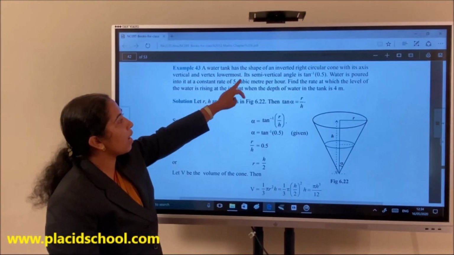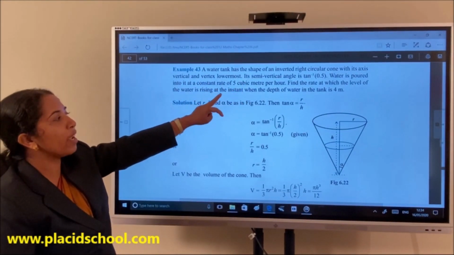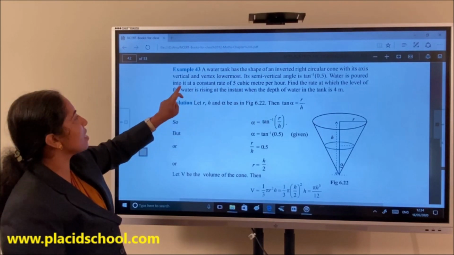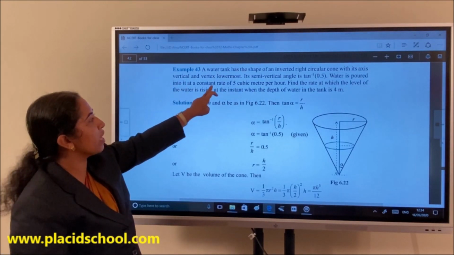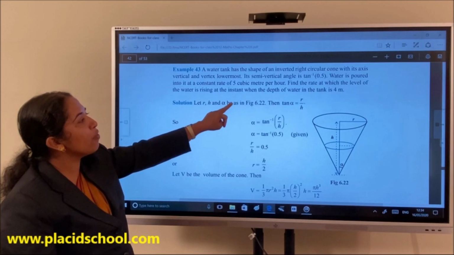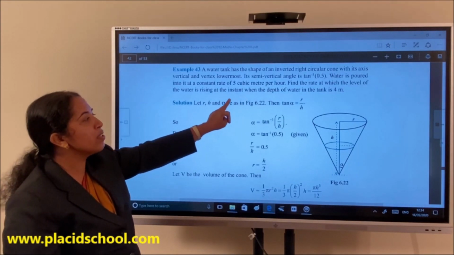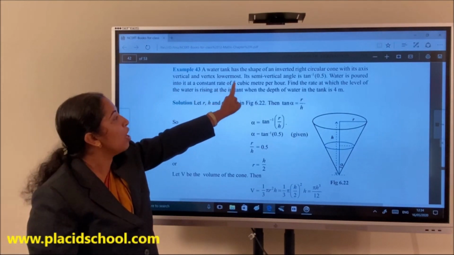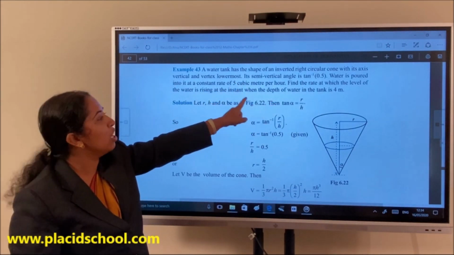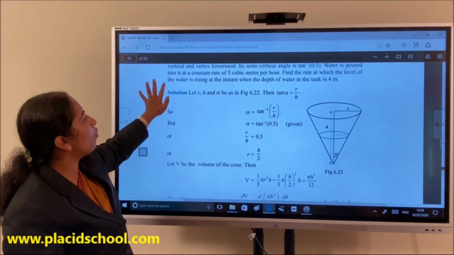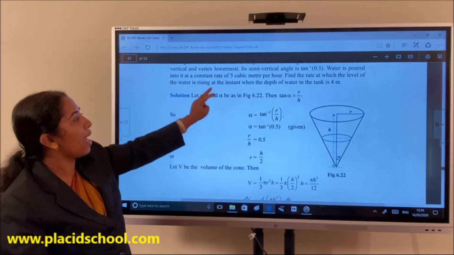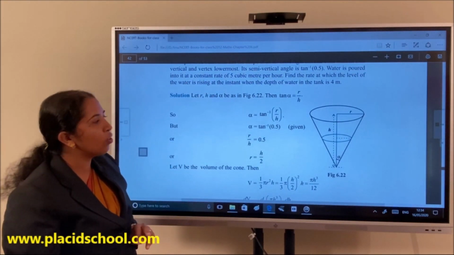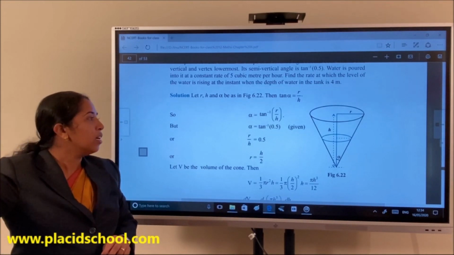A water tank has the shape of an inverted right circular cone with its axis vertical and vertex lowermost. Its semi-vertical angle is tan inverse 0.5. Water is poured into it at a constant rate of 5 cubic meter per hour. Find the rate at which the level of water is rising at the instant when the depth of the water in the tank is 4 meter.